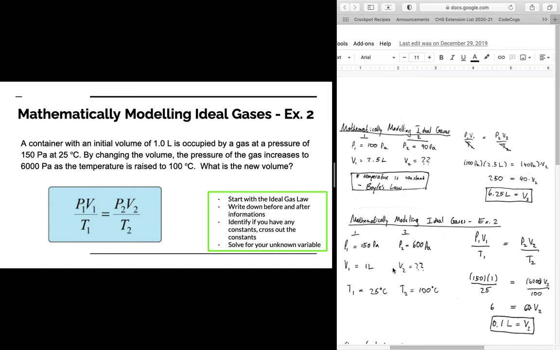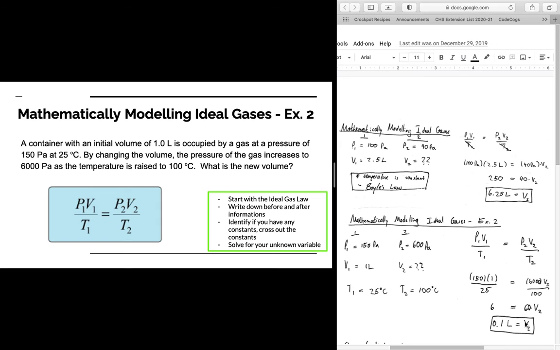We plug in our information: 150 pascals times 1 liter divided by 25 equals 6,000 pascals times V2 divided by 100. Again, 6,000, I just had a 600 here because that's a mistake. So 6,000 times V2 divided by 100. On both sides of the equation, we're going to get 6 equals 60 times V2. Dividing both sides by 60 yields V2 equals 0.1 liters.